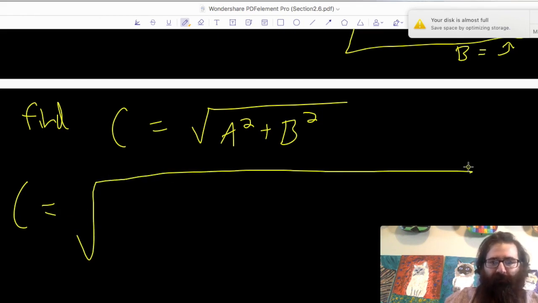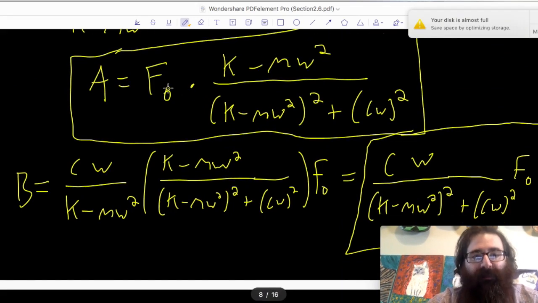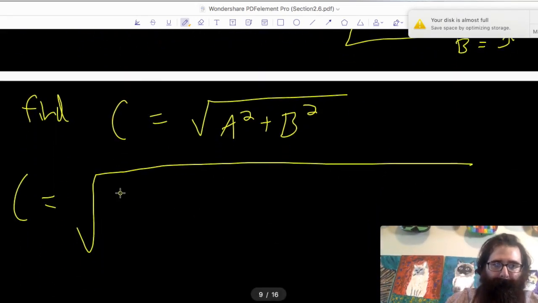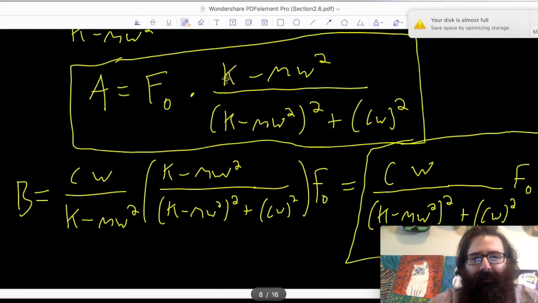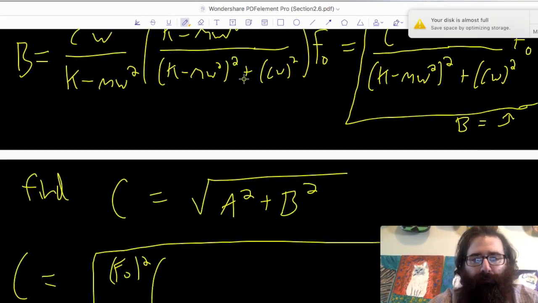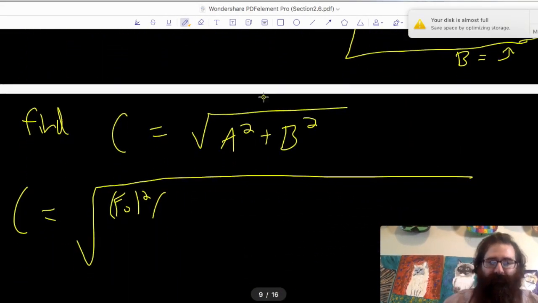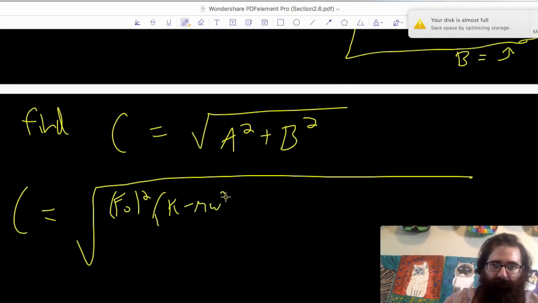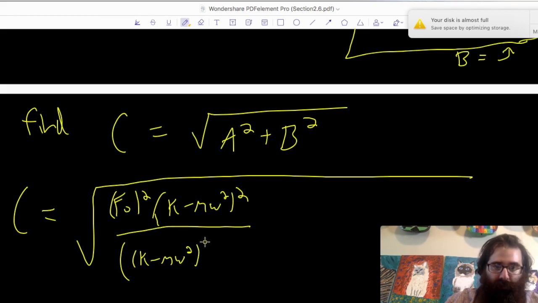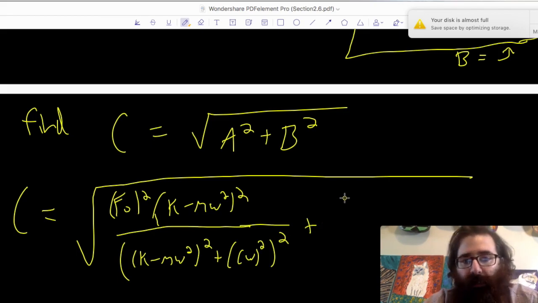C is the square root of, I want to square a. Well, okay, so if I square this, I'm going to get f sub 0 squared, and then all of this stuff squared. So what is it going to look like? F sub 0 squared. And then I'm going to get, on top, let me do the squaring separately. The top squared, the bottom squared, but don't break them up or anything like that. I'm trying to do this the nicest way. So top squared, k minus m omega squared, and that's going to now be squared because I'm squaring a, divided by the bottom squared, and that was (k minus m omega squared) squared plus (c omega) quantity squared, and that's all now being squared, plus, now I want b squared.